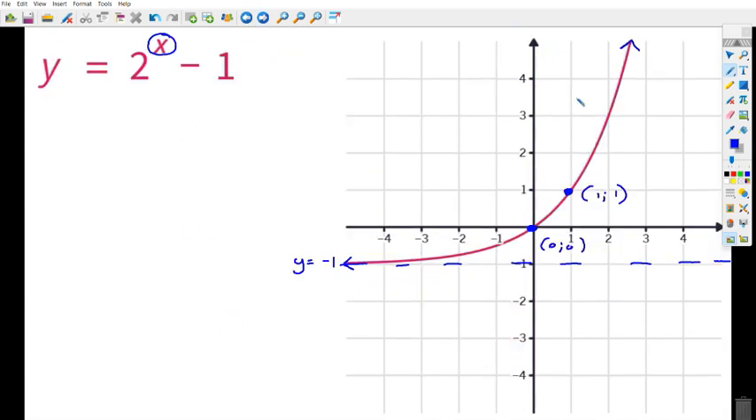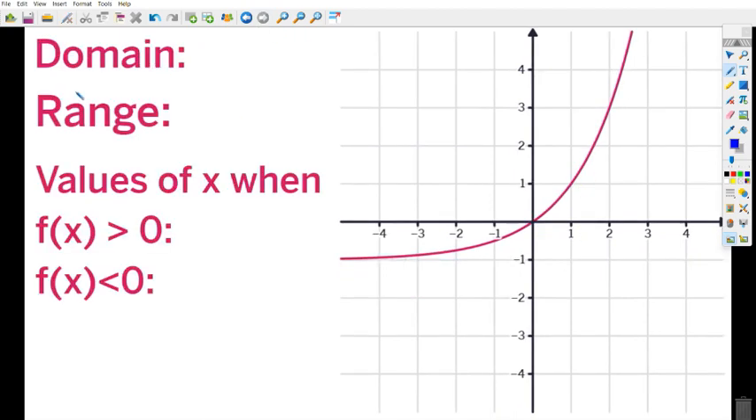Now the last graph for today is going to be my exponential. How do I know it's an exponential function? Because I've got x as an exponent. Exponential function, x is the exponent. That's what it looks like. There's no axis of symmetry there, so it's going to be nice and simple.